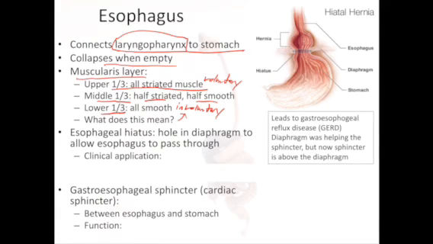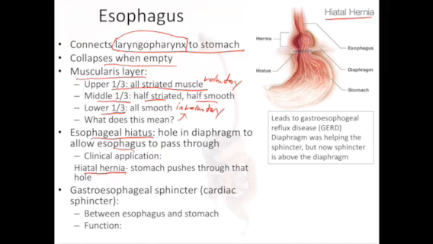Okay, so the one thing to think about that I mentioned before about the diaphragm is that it has a couple holes in it, and the esophageal hiatus is the hole that the esophagus goes through in the diaphragm. Okay, one clinical application of that is something we call a hiatal hernia. This is when the stomach actually pushes up through that hole and makes its way superior to the diaphragm.